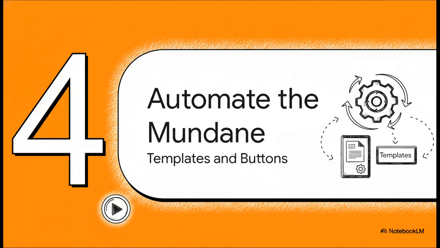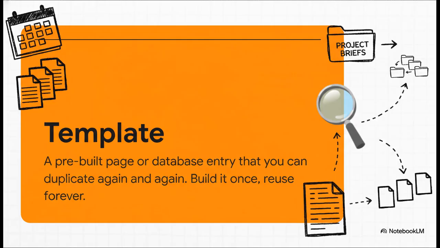So you've built your pages, you've structured your data. Now, let's make your workspace actually work for you by automating all those repetitive, boring tasks using templates and buttons. First up, we've got templates. A template is basically a pre-built page that you can duplicate with a single click. Think of a weekly meeting note page that already has all the right headings in place, or a new project brief with all the sections ready to be filled out. You just build it once, and then you can reuse it forever.